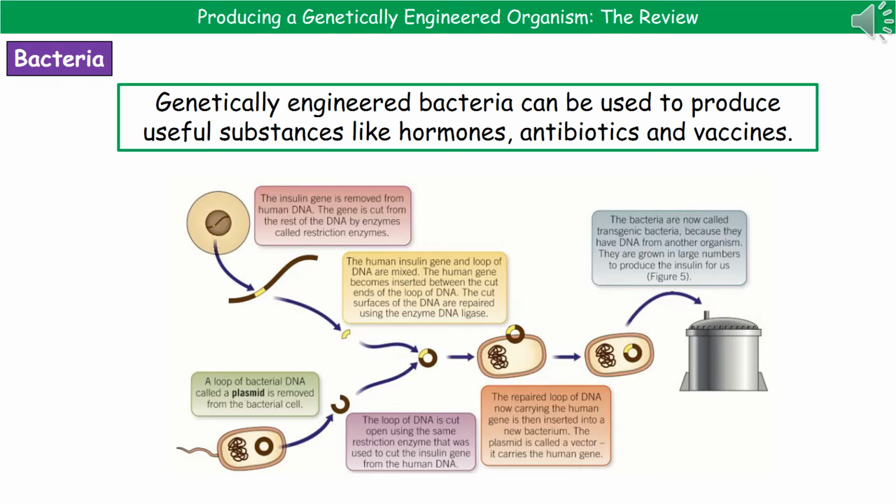What we then do is we insert that plasmid into a new bacterium, and that's our vector. The plasmid there is going to be transferring the DNA from one organism to another. Because they're bacteria, they reproduce by binary fission, so they copy each other and produce large numbers, all with identical DNA. We grow them in very large numbers in big vats, and they will produce human insulin, which we can then separate from the bacteria themselves.